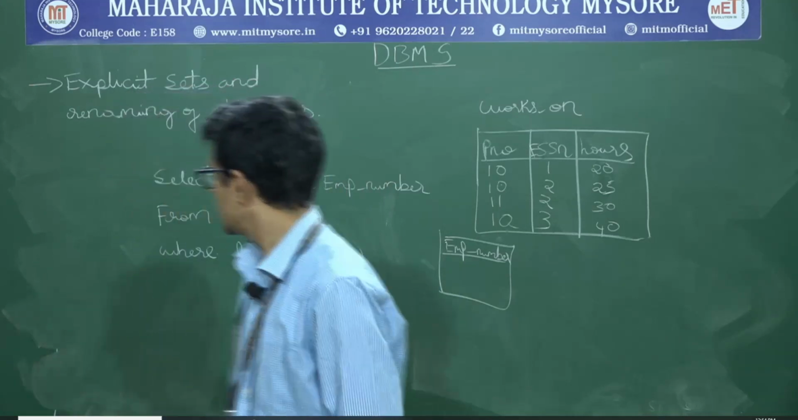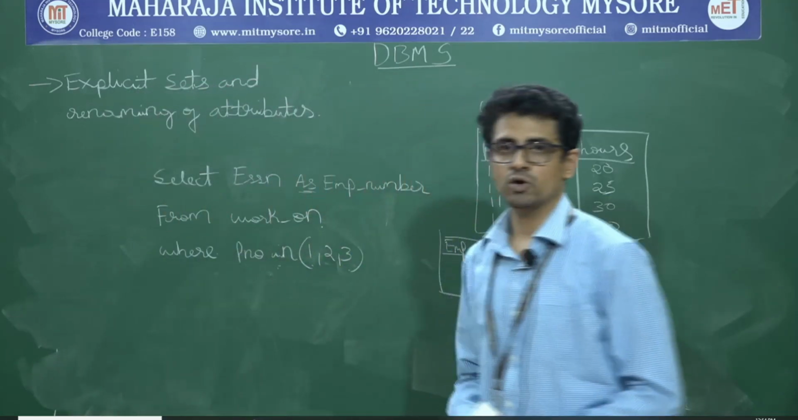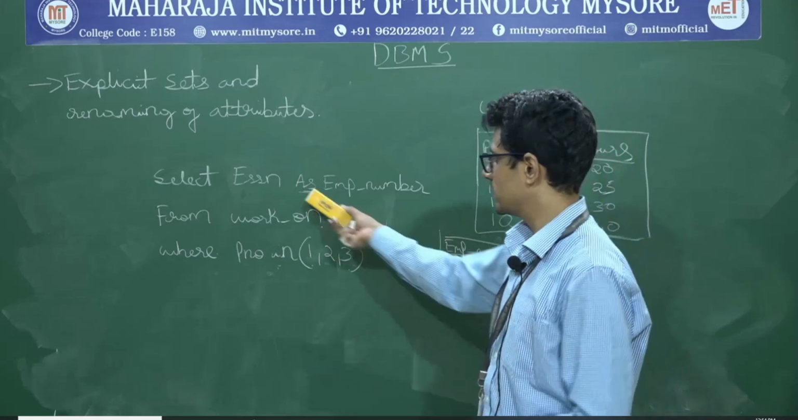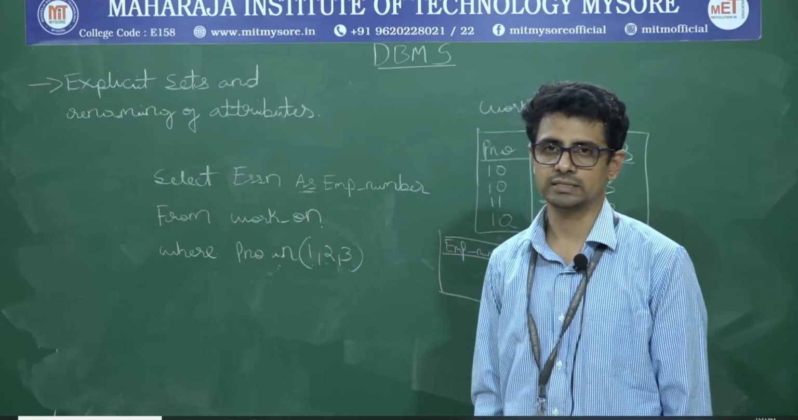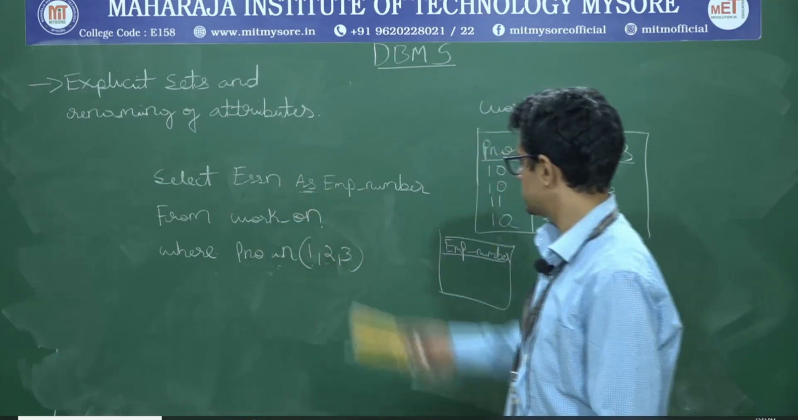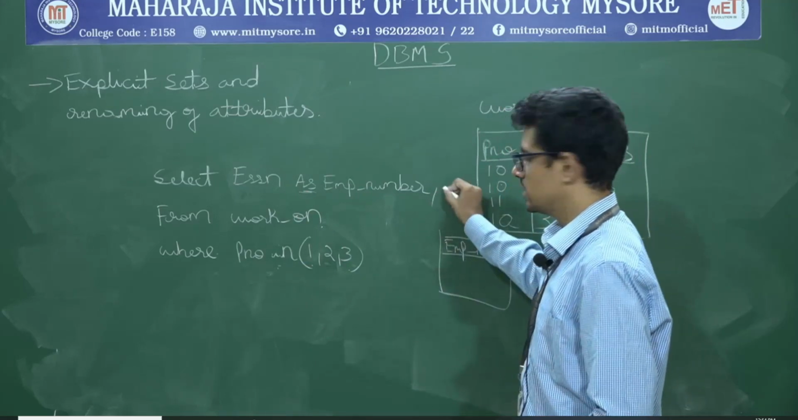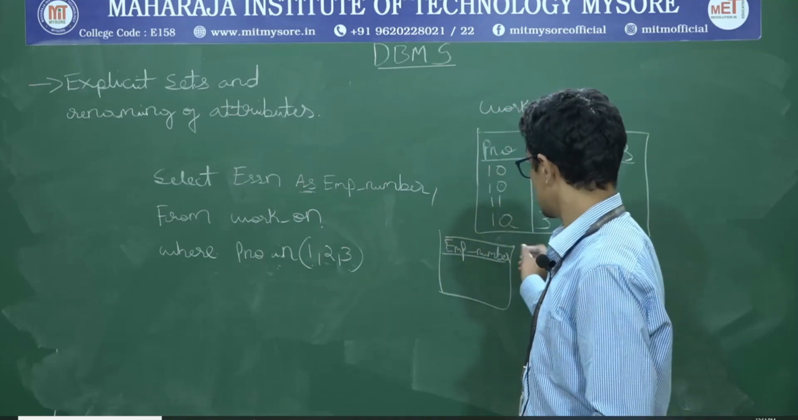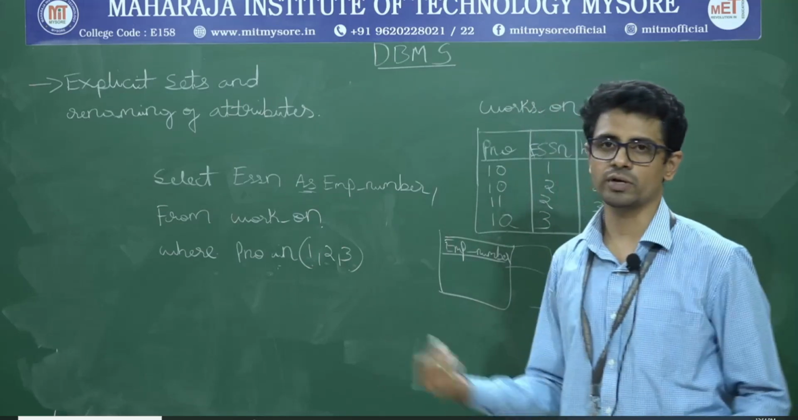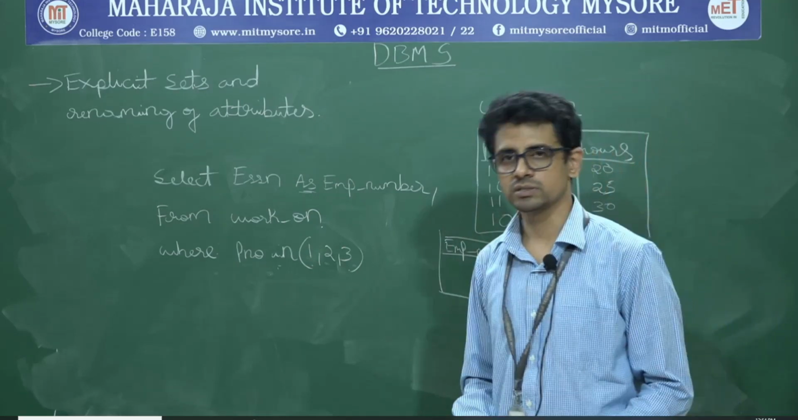So this is all about the explicit sets and renaming of attributes. We can rename the attributes by using this particular word AS. So any attribute can be renamed. If you have some more attributes, comma, that attribute is renamed as what? It will come next to this. This way you can keep on renaming the attributes.